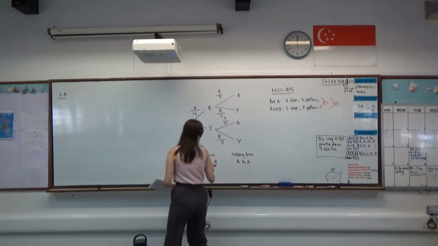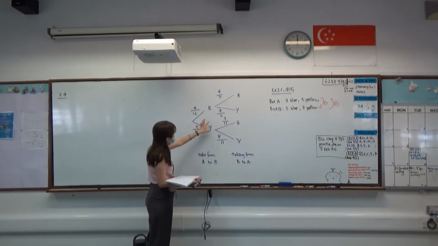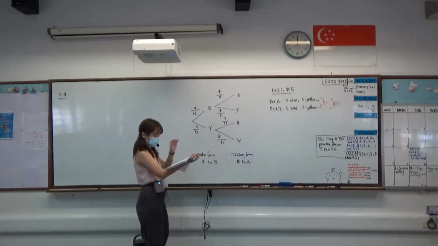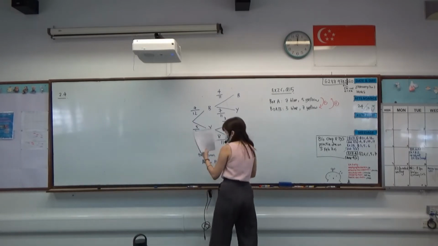Yeah, okay, so we will keep it to this now. So we are taking from box A to box B, this will be probability, and this one is the one from taking from B to A. Okay, then we stop here. Right? So let's look at the questions now.